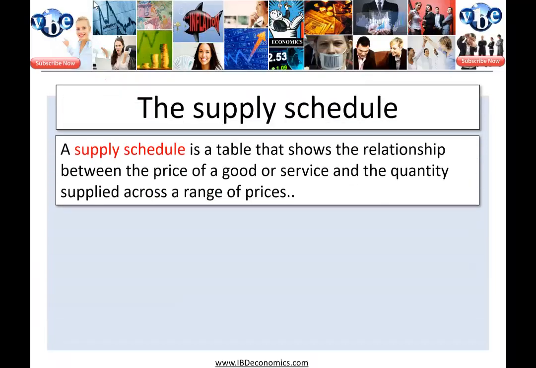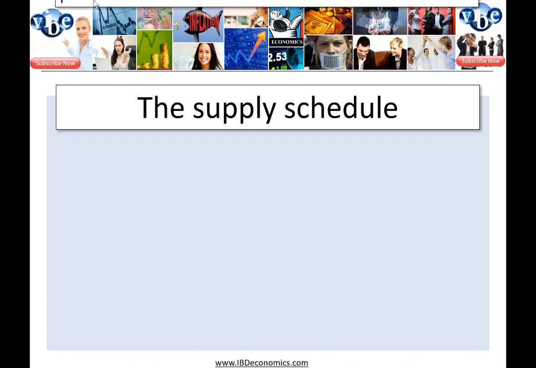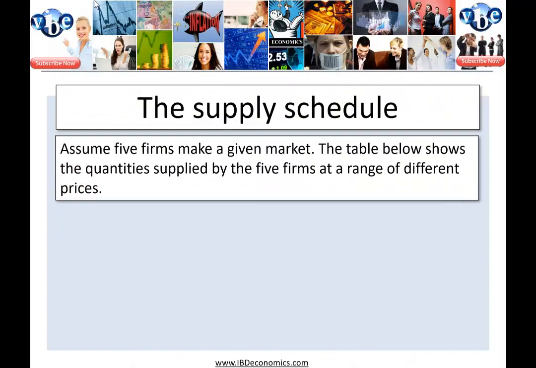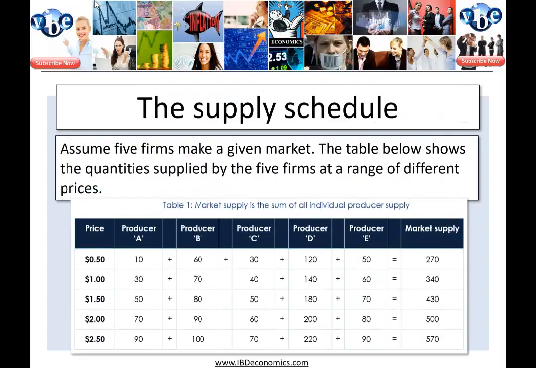The supply schedule, our definition: the table that shows the relationship between the price of goods or services and the quantity that's supplied across a range of prices. We're going to assume that there are 5 firms within this given market, and the table below, the supply schedule, shows the quantity supplied by each of these 5 firms at a range of different prices. So it looks very much like a demand schedule, doesn't it? Instead of consumer A, we've got producer A. Producers A, B, C, D, and E, the firms comprising the market.